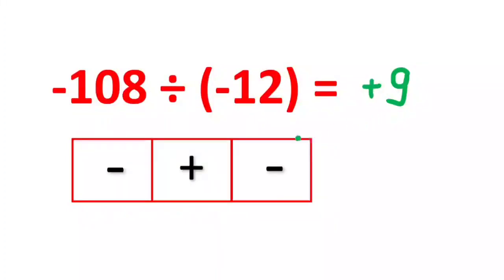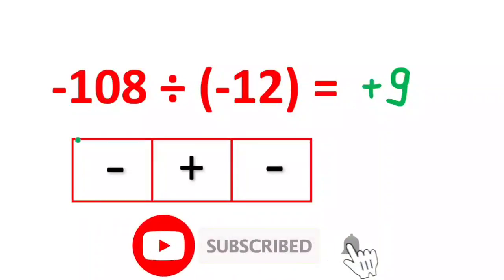So this is a very simple and very unique trick. In multiplication and division, students generally make mistakes by putting negative and positive signs. This is a very simple and unique trick. This will help us to put the correct sign.